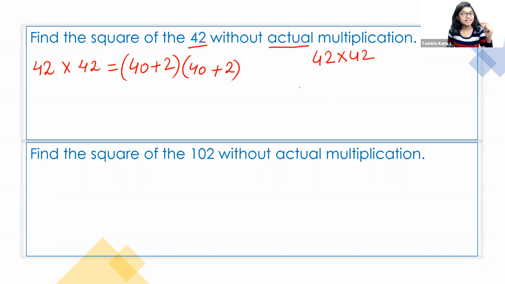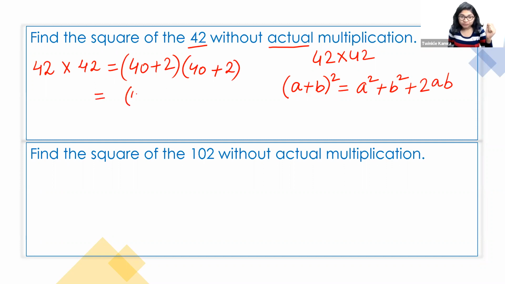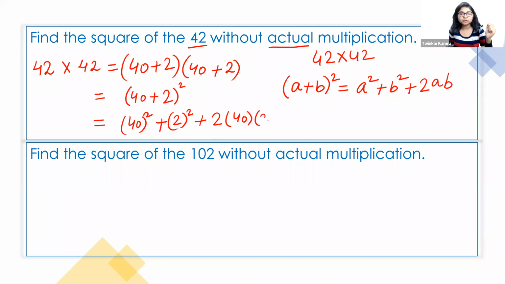We have one algebraic expression which says (a plus b) whole square is equal to a square plus b square plus 2ab, right? So let us apply this. This is (40 plus 2) square. So it is equal to 40 square plus 2 square plus 2 into 40 into 2, right?